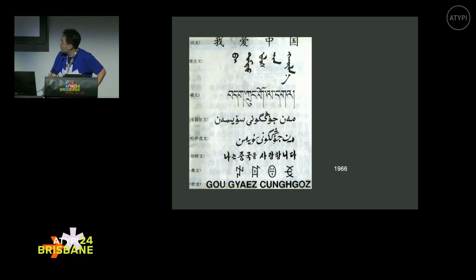This document is from 1966, and shows some of the most common minority scripts used in China. From the top, you can see Chinese, Mongolian, Tibetan, Uyghur and Kazakh, which are Arabic scripts, and Korean, the Yi script and the Zhuang script. Zhuang uses Latin characters, and the rest use non-CJK scripts like Arabic and Tibetan.